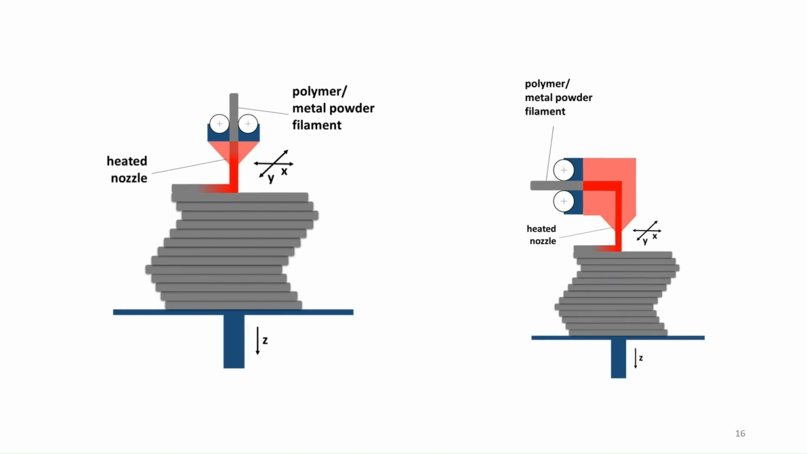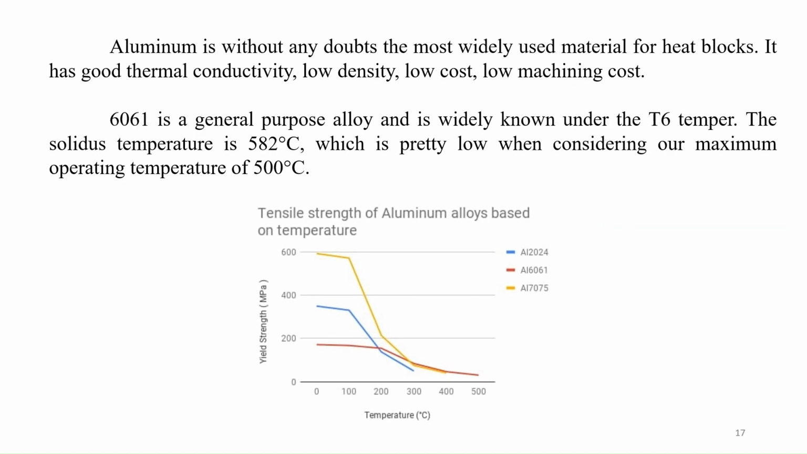Aluminium is without any doubt the most widely used material for the heat block. It has good thermal conductivity, low density, low cost, and low maintenance cost. 6061 is a general purpose alloy. It is widely known under the T6 temper.